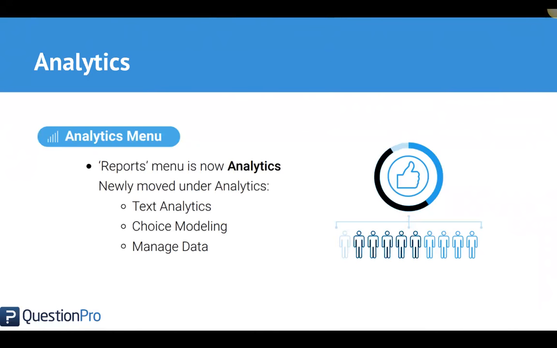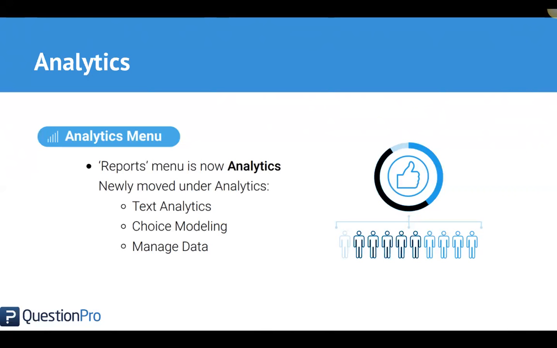And then you'll also be able to access analysis, which will open up all the basic and advanced analysis tools. We also have a separate section for text analytics, where you'll find all the word clouds and text categorization options, and choice modeling, which you'll be able to access if you're using question types like conjoint, maxdiff, and TURF analysis. And of course, manage data, which hasn't changed, is now underneath here.